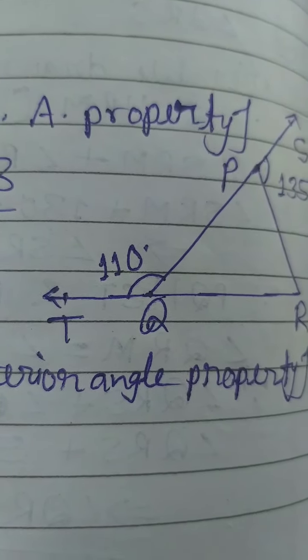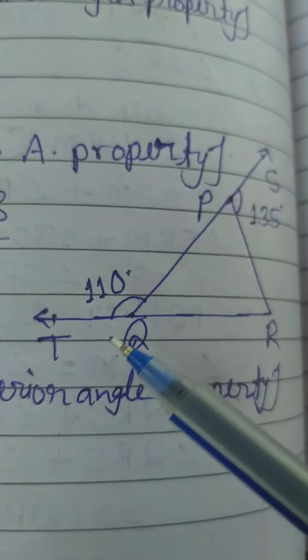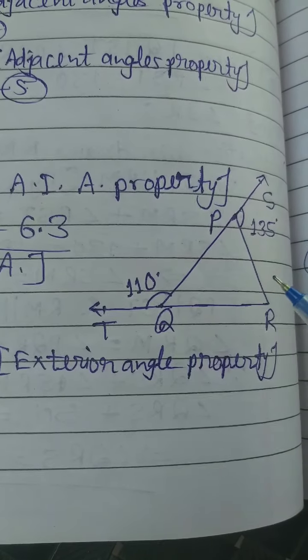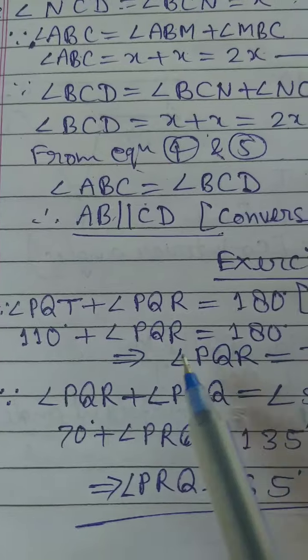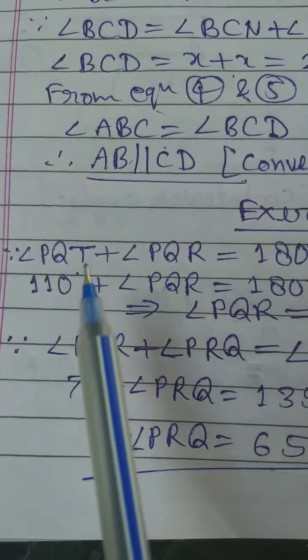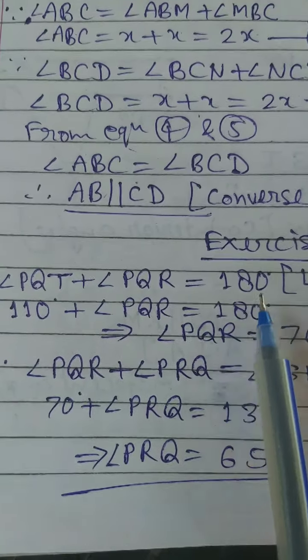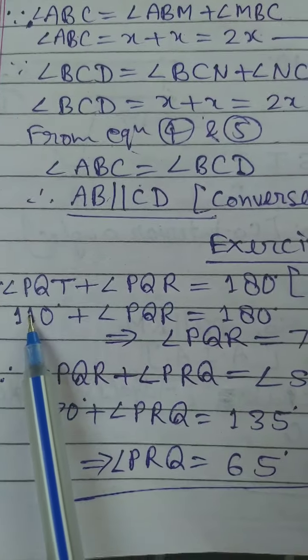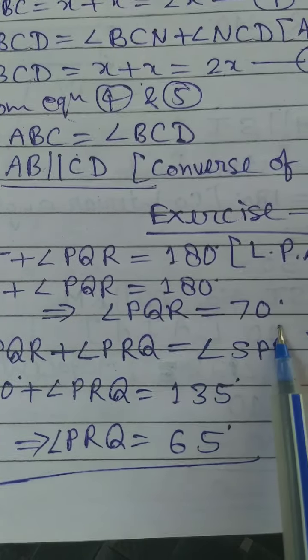So here we see that angle PQT plus angle PQR equals 180 degrees. The sum of these two angles is 180 degrees by linear pair. Clear? So we write angle PQT plus angle PQR equals 180 by linear pair angles. PQT is given as 110 degrees, plus angle PQR equals 180 degrees. Now if we separate angle PQR, then this 110 degrees goes to the RHS by subtracting. So 180 minus 110 will be 70 degrees.